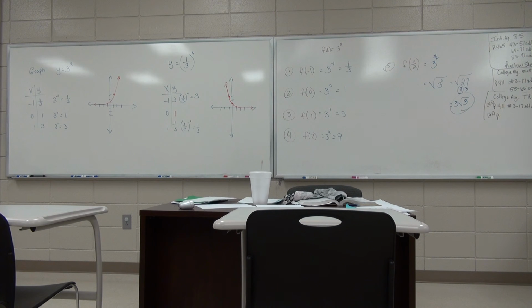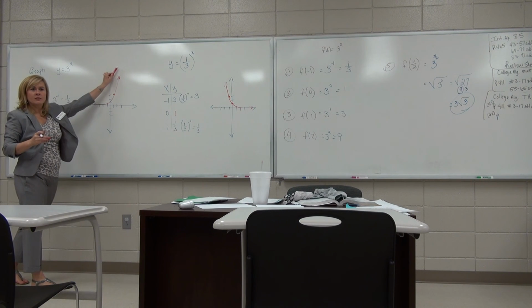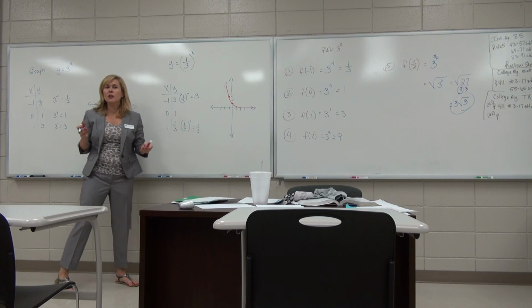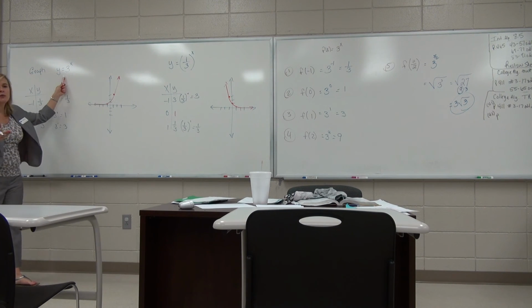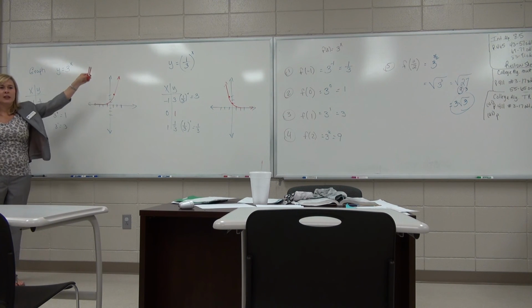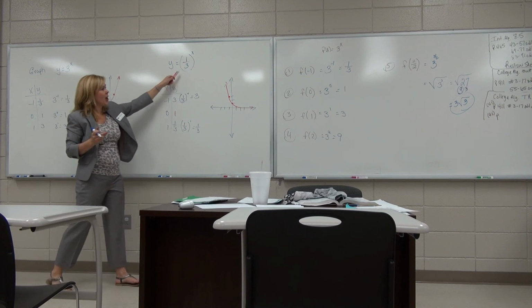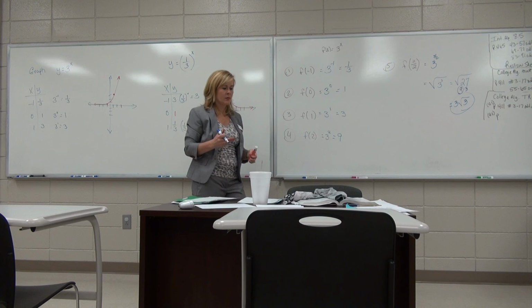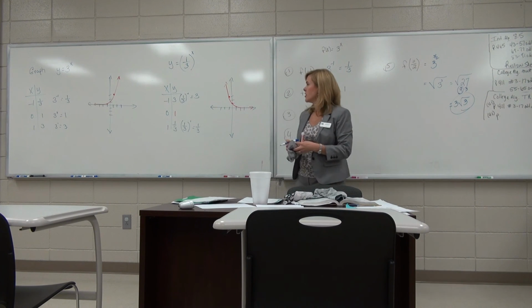Opposite sides. This one you would say is what? Increasing, going up? What's this one doing? Decreasing. And that's the way it's going to look every time. If your base is a whole number, your graph will be increasing. If your base is a fraction, your graph will be decreasing. Every single time. And you can always do your t-chart to figure them out.